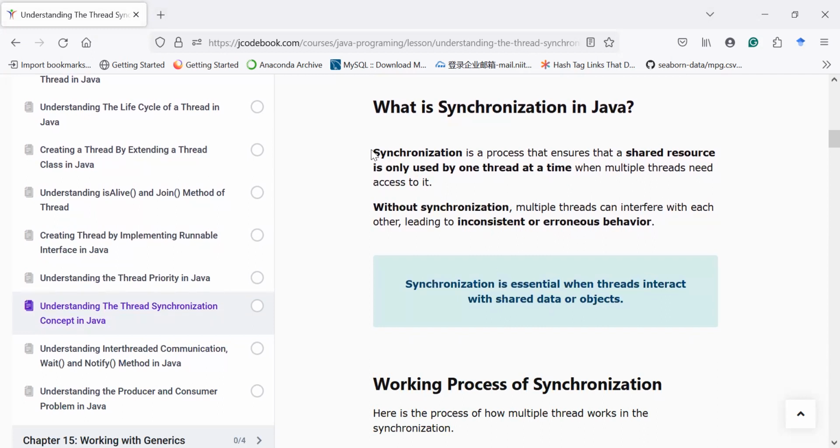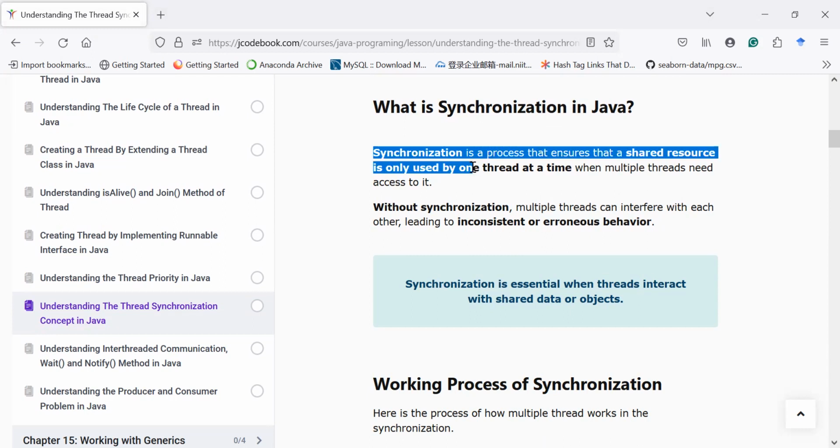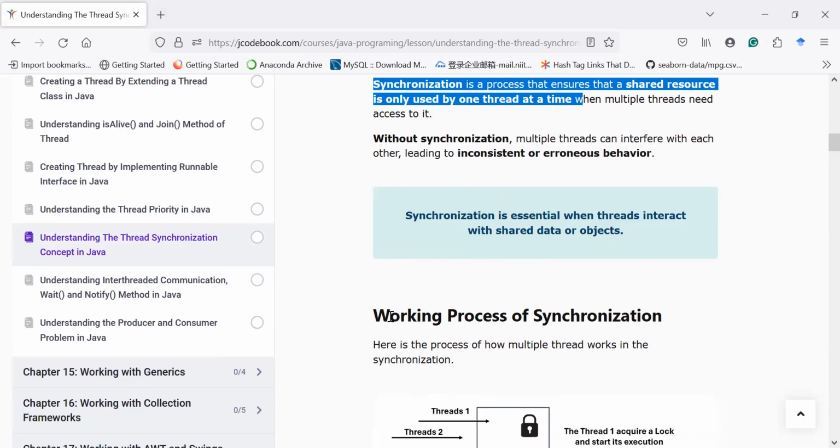Synchronization is a process that ensures that a shared resource is used by only one thread at a time when multiple threads need to access it. Without synchronization, multiple threads can interfere with each other, leading to inconsistent or erroneous behavior. So synchronization is very important and essential when threads interact with shared data or objects. Let us see the working process of synchronization.